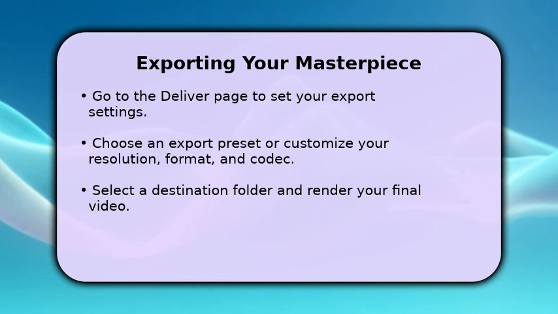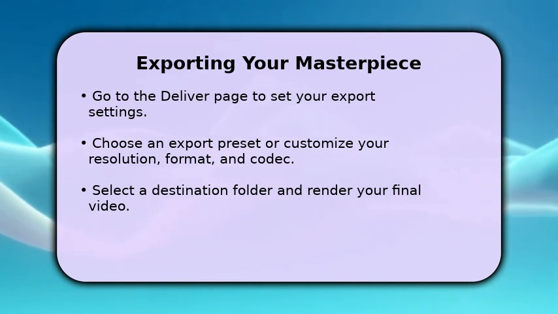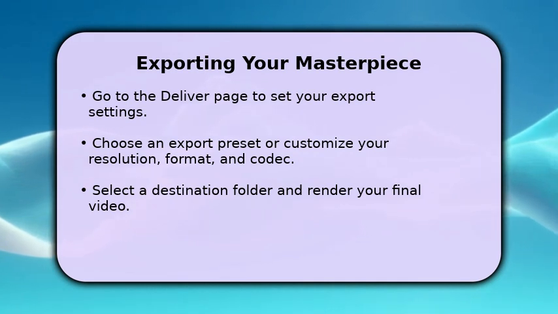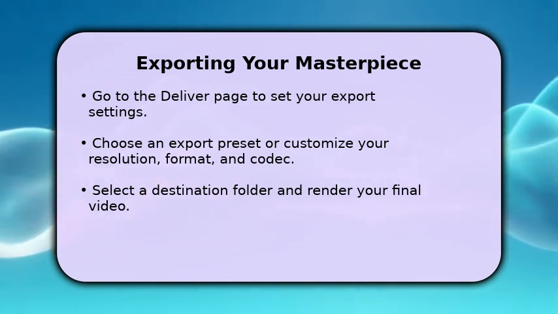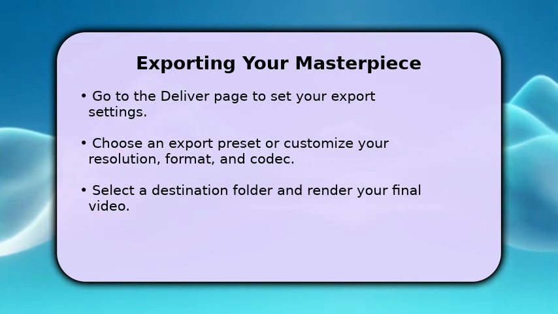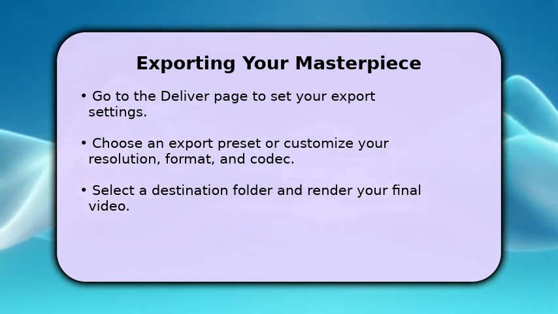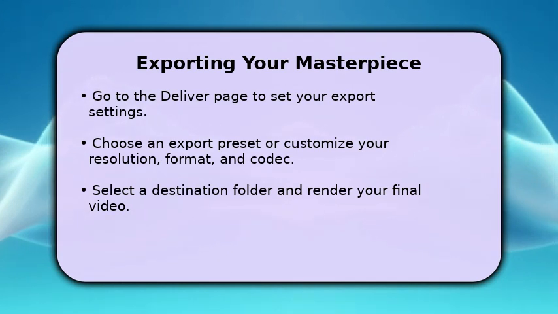Select your desired resolution, such as ultra-high definition, and a suitable format like MP4 with a high-quality codec. Choose a destination folder on your computer, then click Add to render queue and start render. Once complete, review your exported file to confirm everything looks and sounds perfect, ready for its audience.